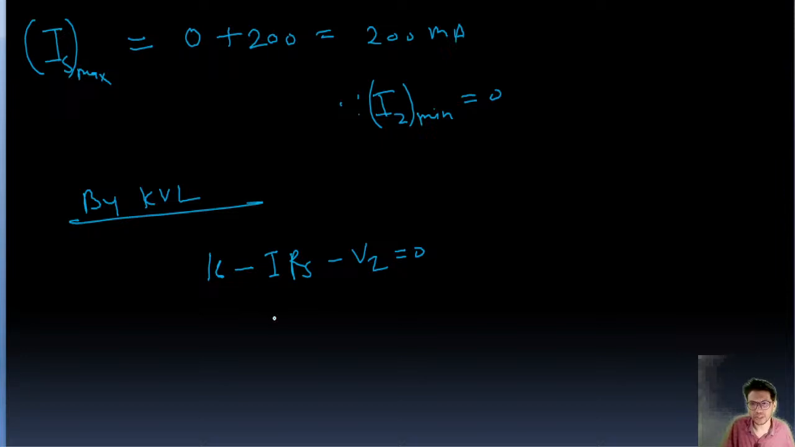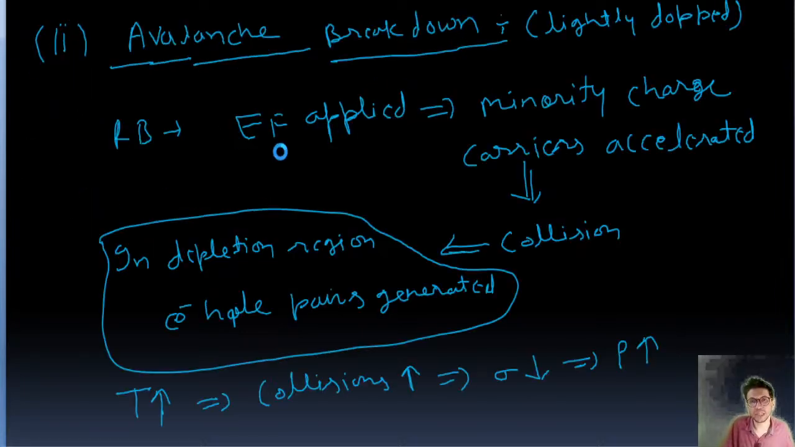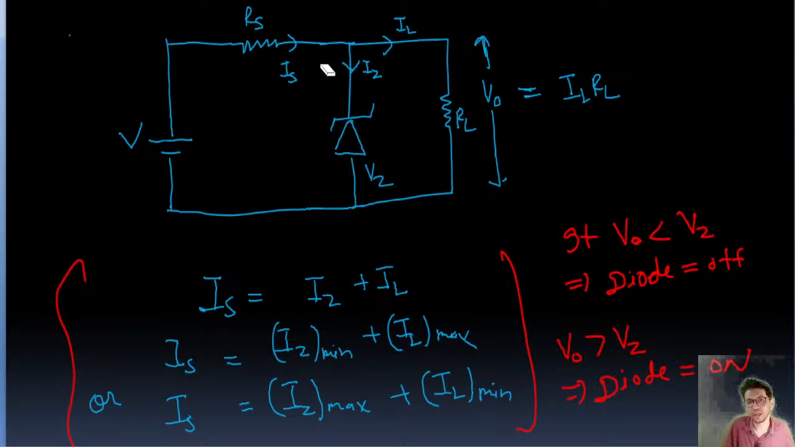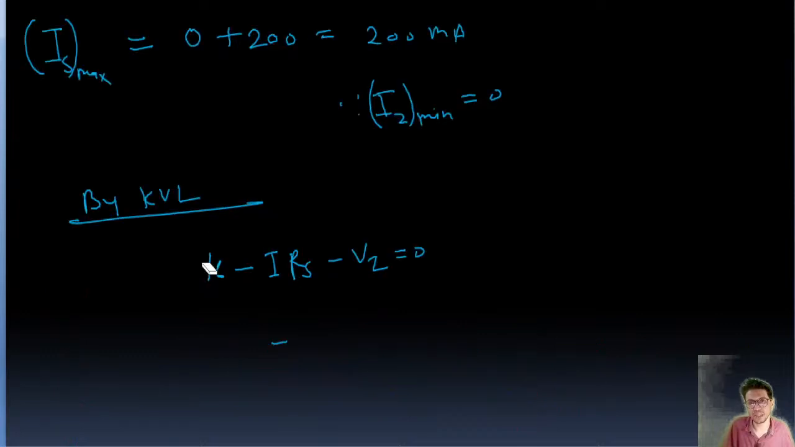So from here we can get the value of I and the value of RS, because we have found I. I is I max, which is IL. We have already found this, 200 milliampere. So this is going to be 16 minus 200 RS minus VZ, which is 12, equal to 0.